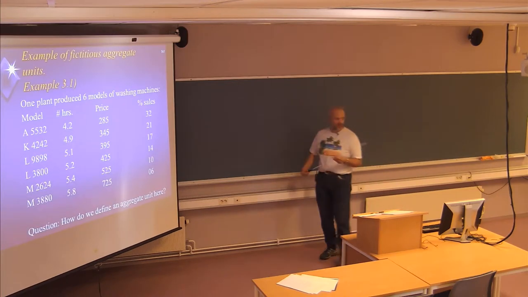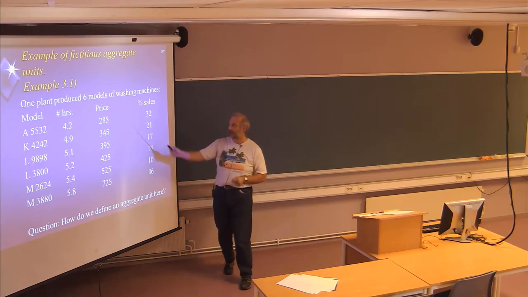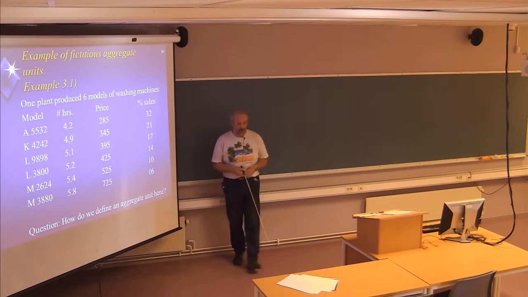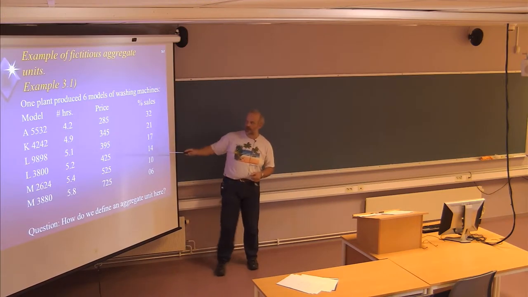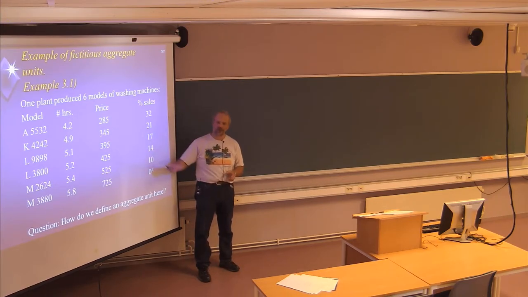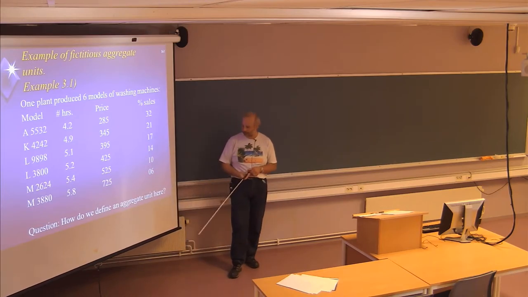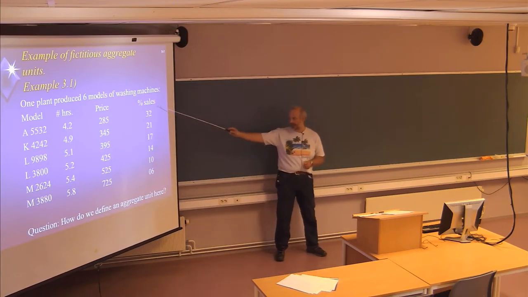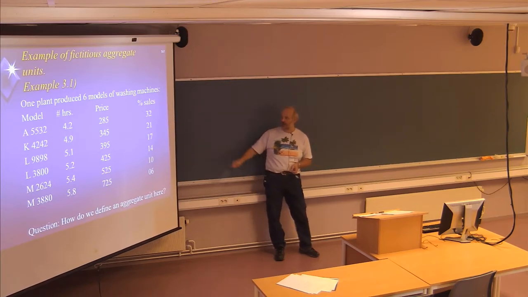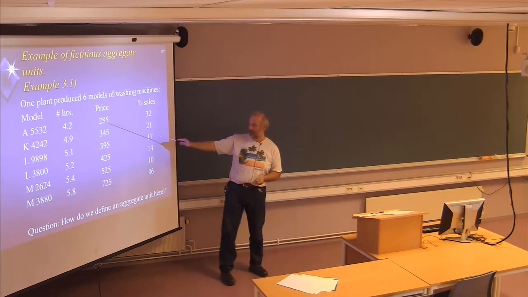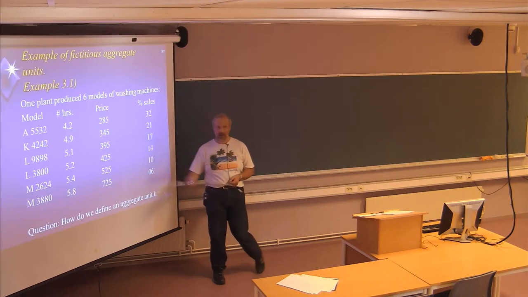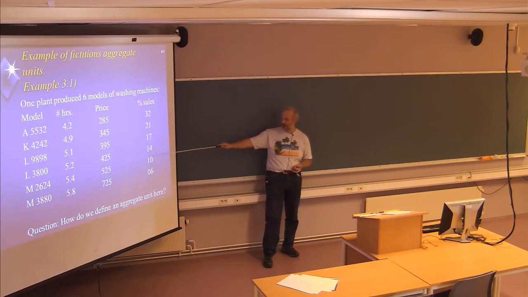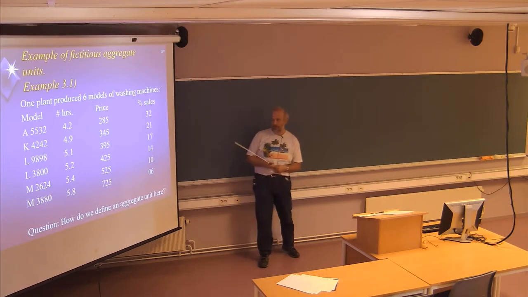And we saw one example of such an aggregate unit in this example with the washing machine. We have 6 different models of washing machines. They have a different price, different number of working hours to produce. So the most expensive types are probably a bit more advanced than the cheaper models. And also we have different percentages of sales on the different models here. So the cheapest model with the lowest price is also the simplest one when you look at the number of working hours to produce, and also this one will take the highest percentage of the sales, and then the percentage will decrease according to the price and how advanced these washing machines are.